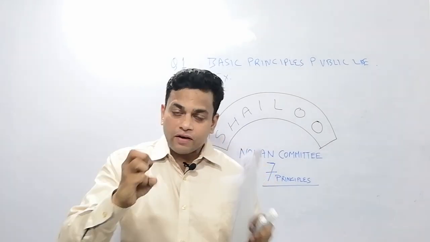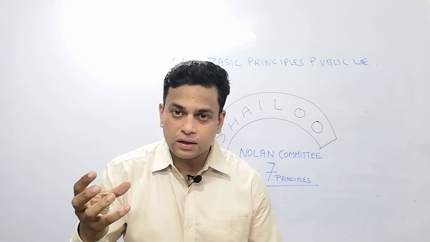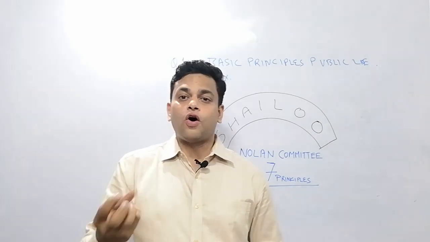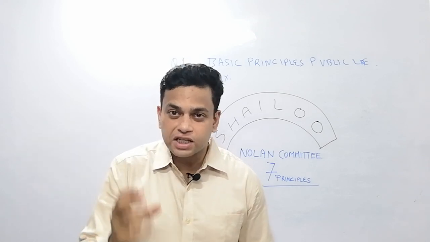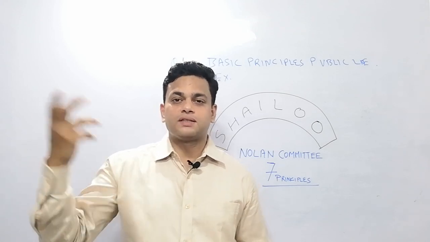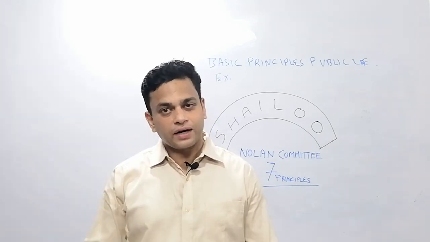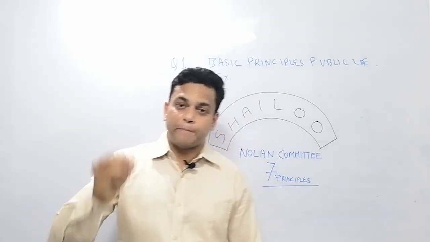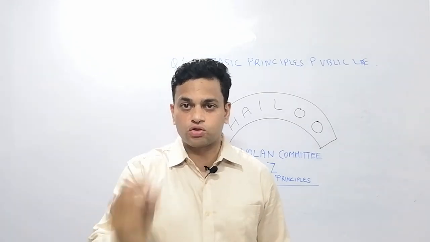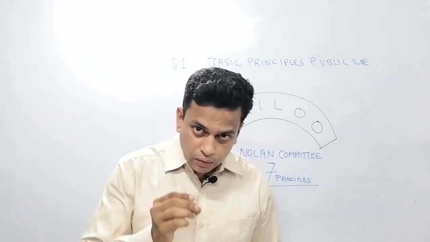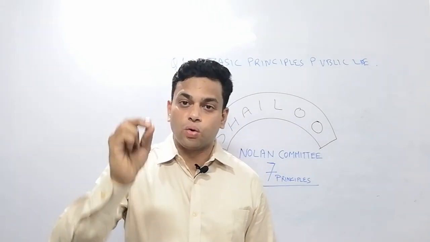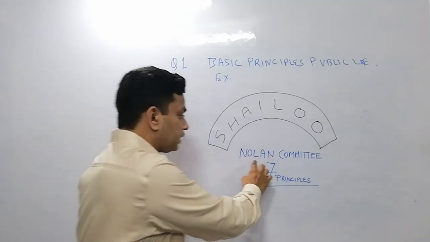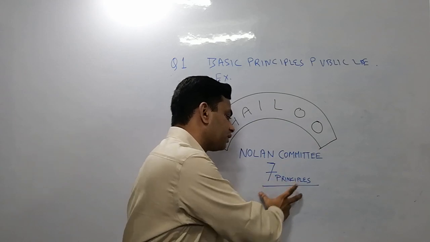Whenever you are answering any question, you should always use authentic sources and authentic definitions, right? Transparency, accountability, participation, you can write such things with respect to the basic principles of public life. But if you are quoting from an authentic source, what I always advise is that the Nolan Committee should always be quoted in such questions. This committee gave 7 principles.